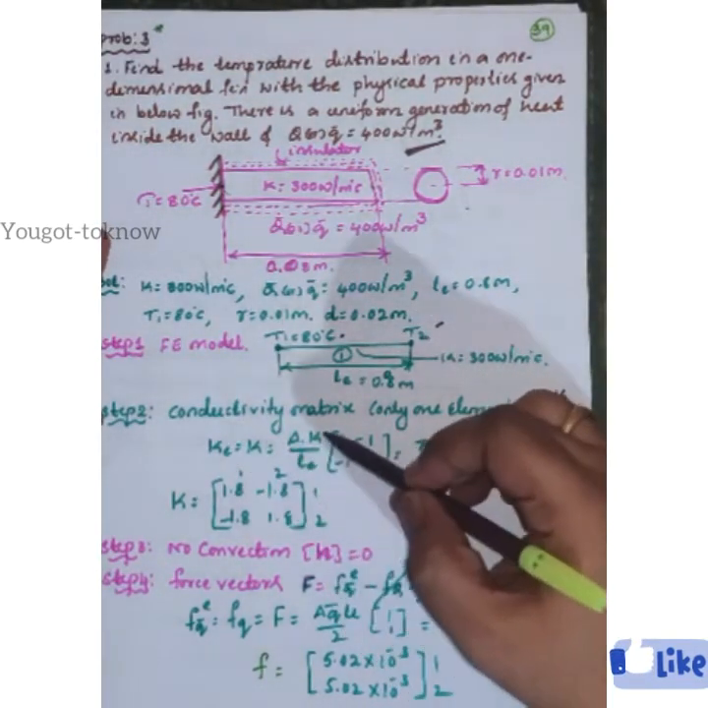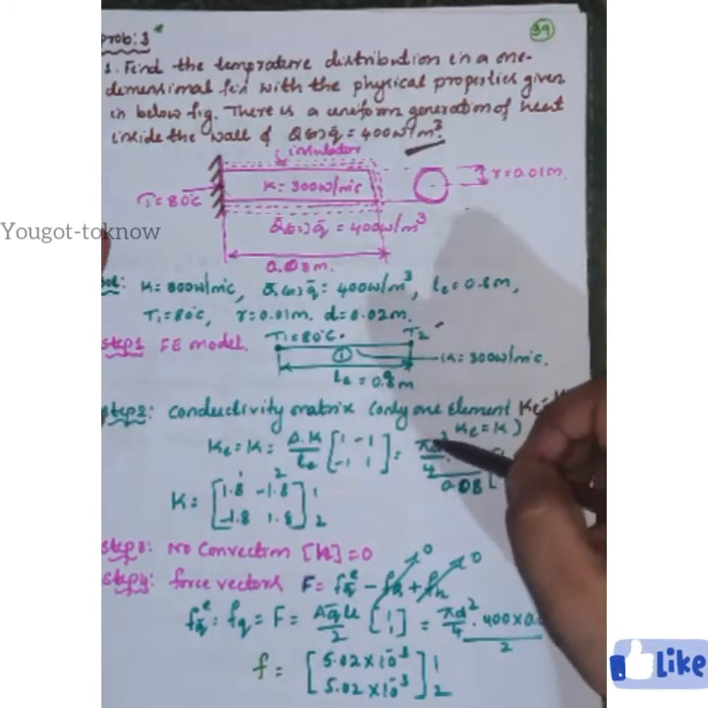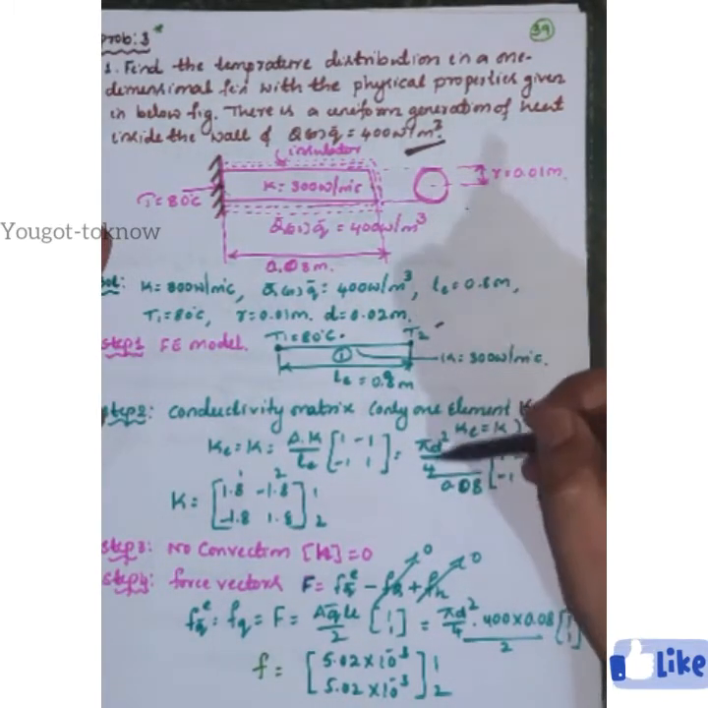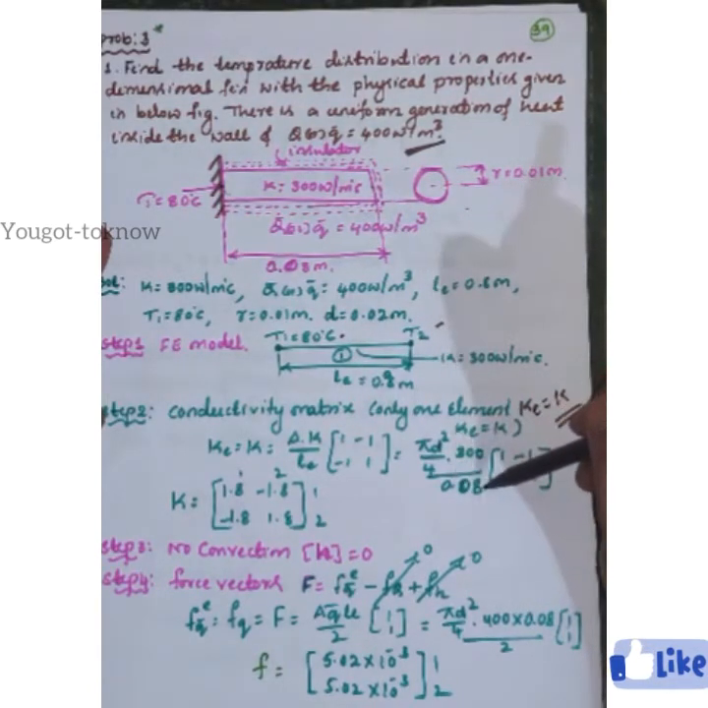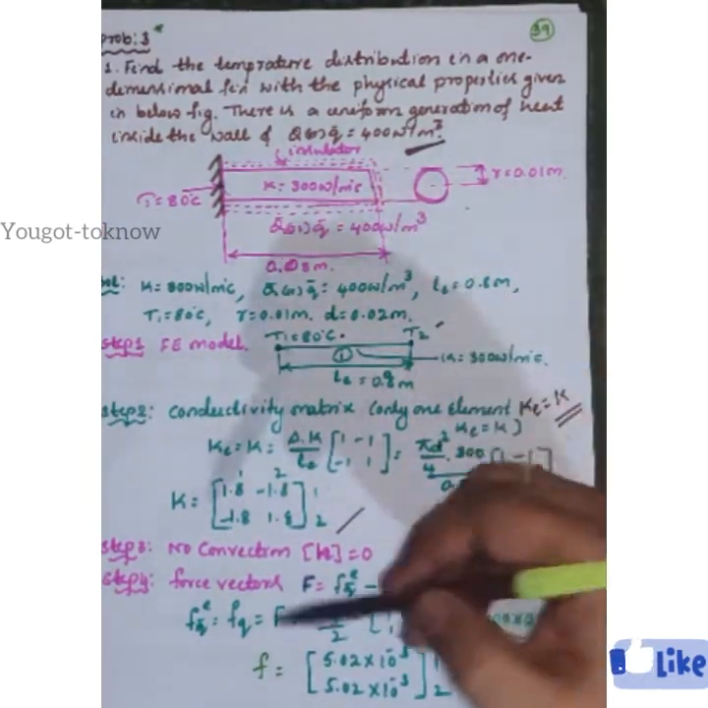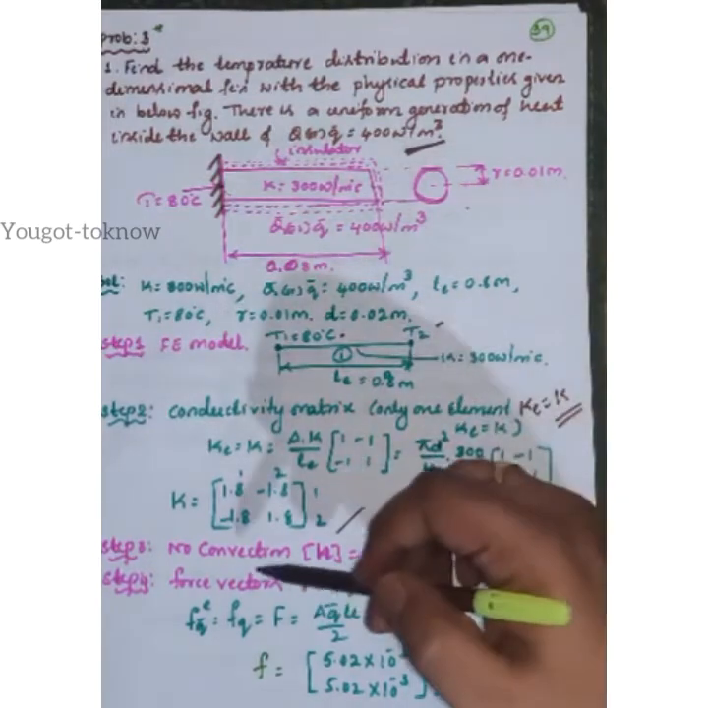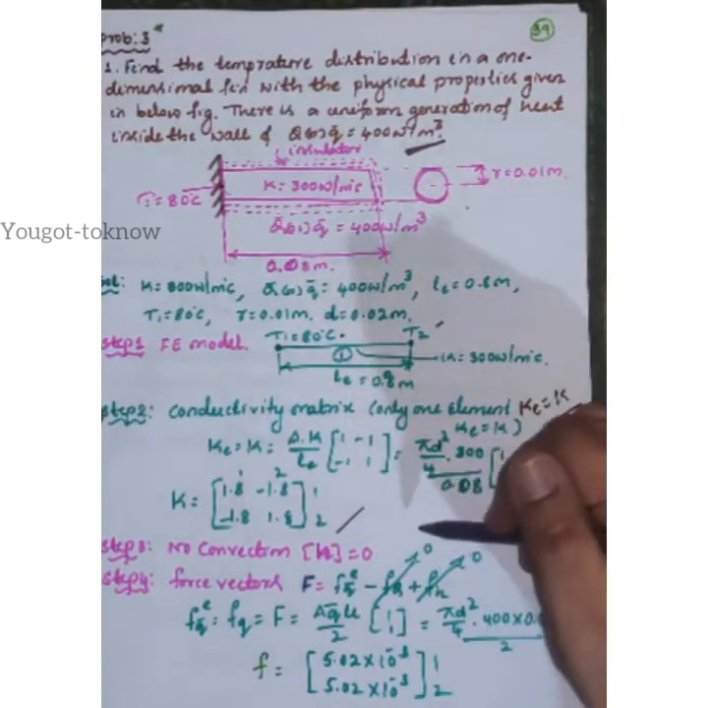That is K equals A into K divided by Le, times the matrix [1, -1; -1, 1]. We know the area is pi d square by 4, because it is circular, so pi d square by 4 into 300, that is your K value, divided by 0.08, times [1, -1; -1, 1]. Then you can finish the K matrix. Now, what is the next step? Convection. Previous problem you solved for convection. Now, convection is not given, that is h will be equal to 0. Directly the convection matrix is 0.